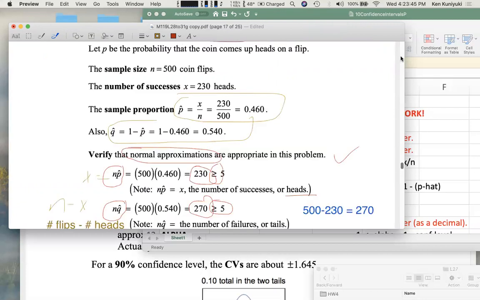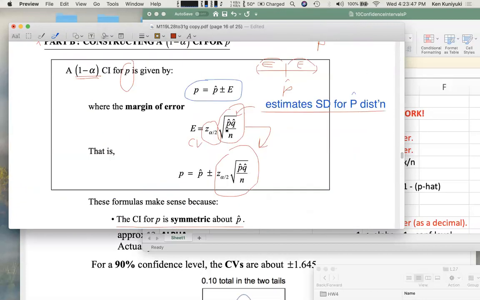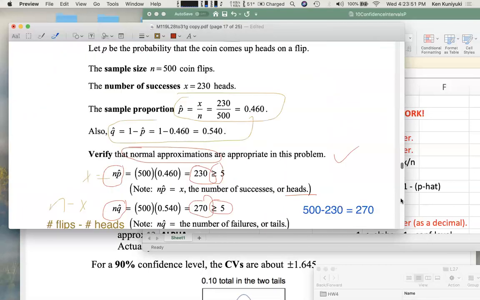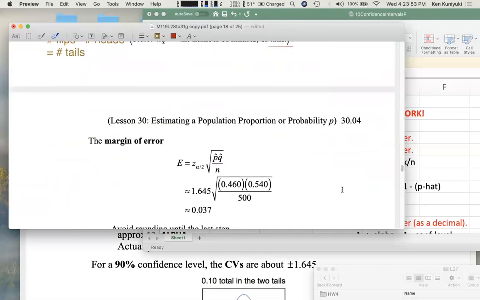This was the given formula. This was one of the given formulas I gave you up here. The margin of error is obtained by taking the positive critical value based on the confidence level times the standard deviation for the p-hat distribution. I mentioned the theory behind that, but don't freak out about it.